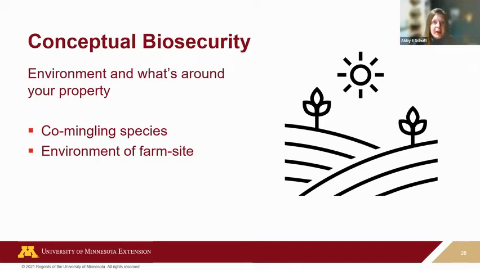That's conceptual biosecurity, and that has its own challenges that you're going to have to take into consideration. Again, each person here tonight is going to have different conceptual biosecurity and different ways they have to think about it because everybody's circumstance is different than their neighbor.